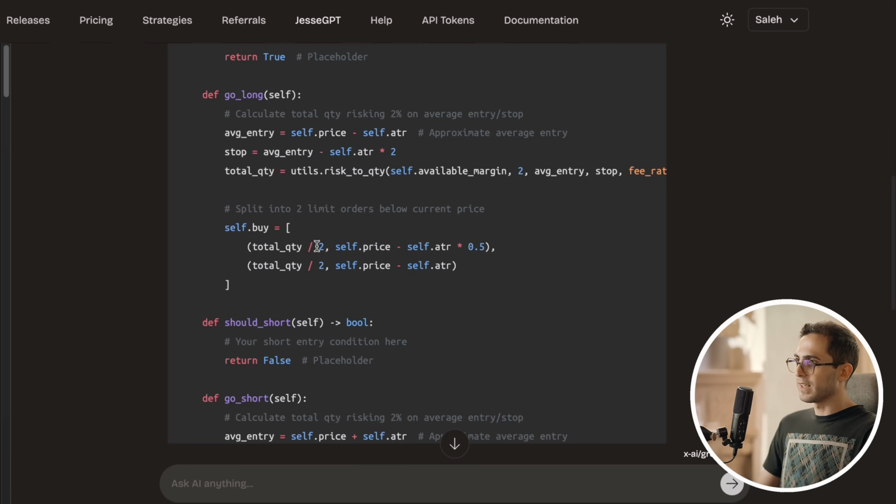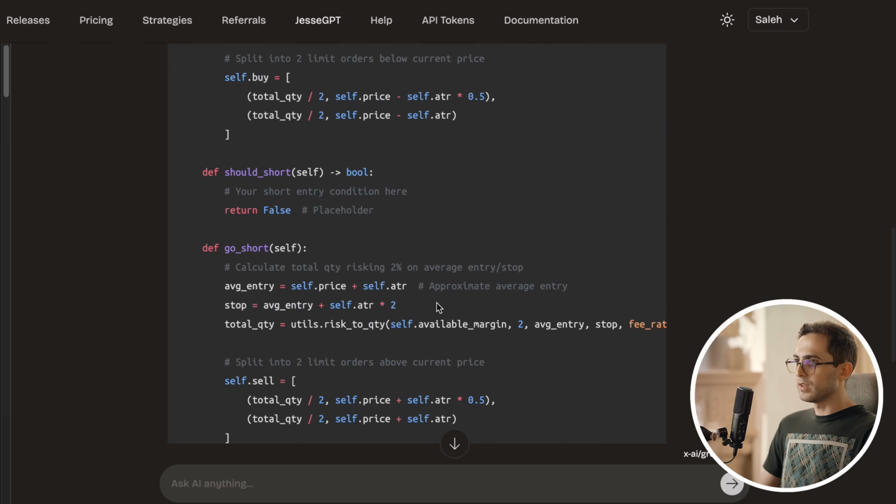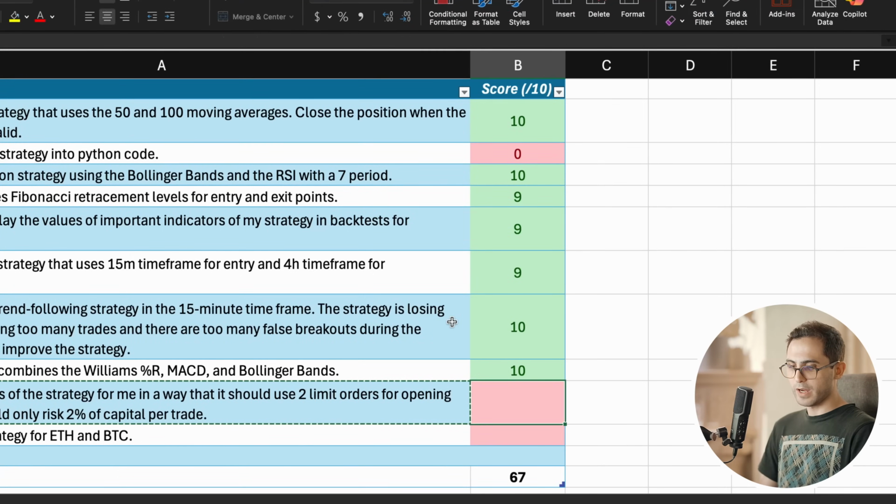So it's using half the quantity for the first order, and for the price, it's saying the current price minus the current ATR multiplied by half, and also another one exactly 1 ATR below the current price. So this is perfect, and it is also risking 2% per each trade. So it's correct, but it's not giving it in one single function as I wanted it. It's just giving me the entire strategy. So it's good, but I'm gonna give it a 9.